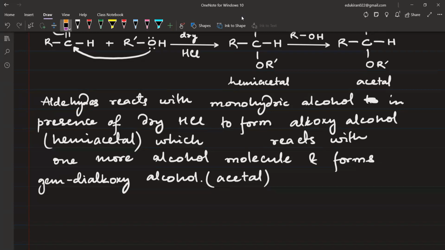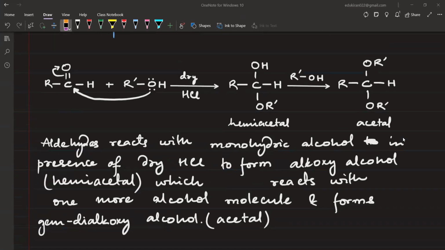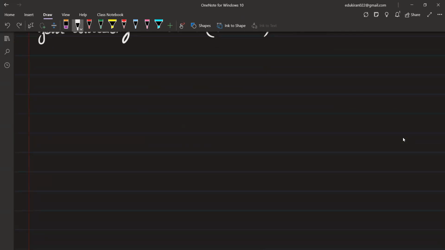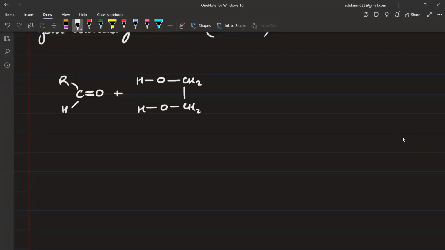See, we have taken monohydric, and it is important to have monohydric here. The reaction is different when you have dihydric. Please see, don't write anything. C double bond O, and you have hydrogen here. This is again our aldehyde, no change. But right now I am having an alcohol which is dihydric, that means having two OH groups. So I have HO, and both of these are bonded to CH2, and both the CH2s are bonded to each other.